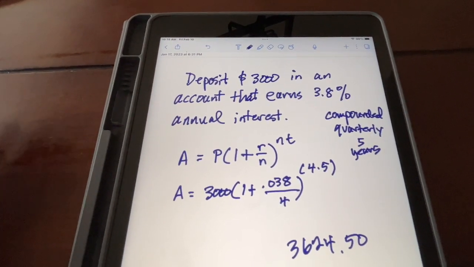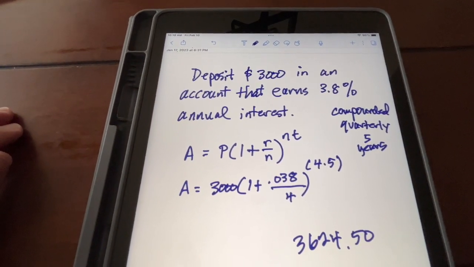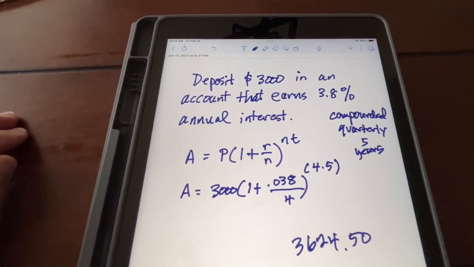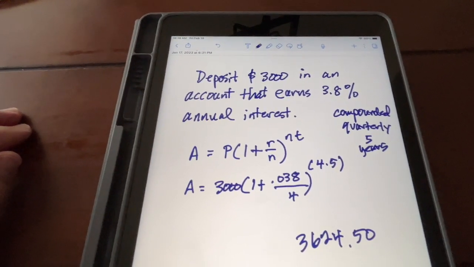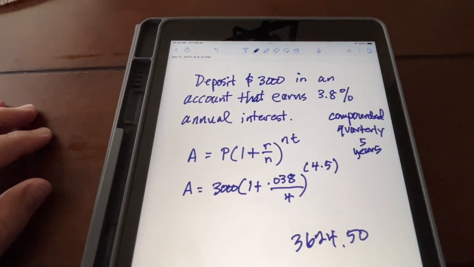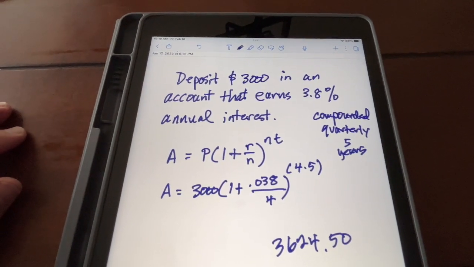Quarterly means 4 times a year. If it was annually, N would have been 1. If it was semi-annually, N would have been 2. If it was weekly, N would have been 52, and so forth and so on. If it was compounded monthly, N would have been 12. But it was quarterly here, so N was 4.